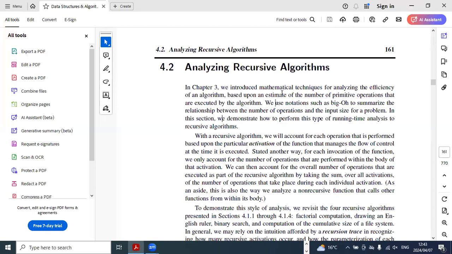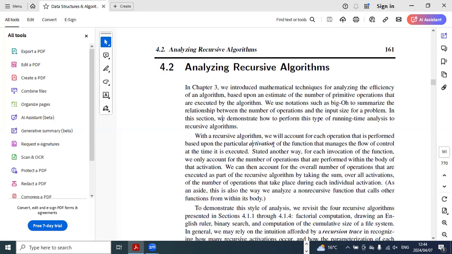Okay, on this section 2, analyzing recursive algorithms. In chapter 3, we did an algorithm analysis where we checked the technique for analyzing the efficiency of an algorithm. With a recursive algorithm, we will account for each operation that is performed based on the particular activation.